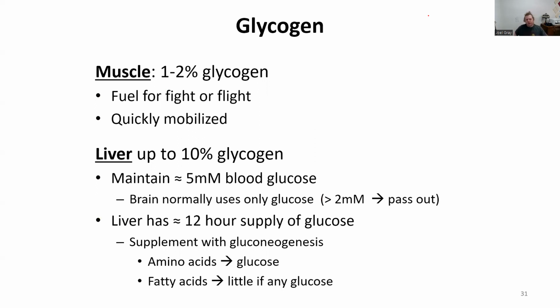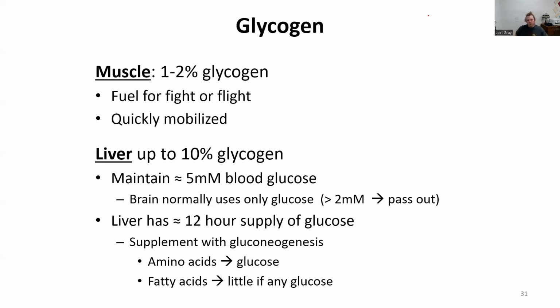In the liver, on the other hand, up to 10% of the weight is glycogen. The reason that you have a lot of glycogen there is in order to help the liver maintain approximately 5 millimolar blood glucose concentration. Just to put that into perspective, in Gen Chem 1, everything you talk about is on a molarity scale. You're talking about a 10 molar solution or a 50 molar solution. Here we're talking about a 0.005 molar solution, so a fairly low concentration.